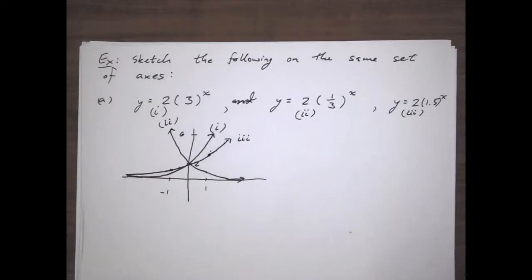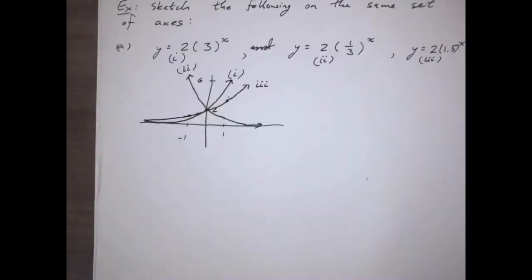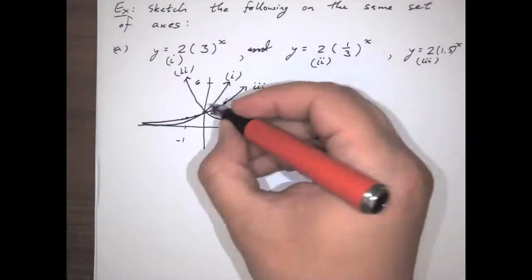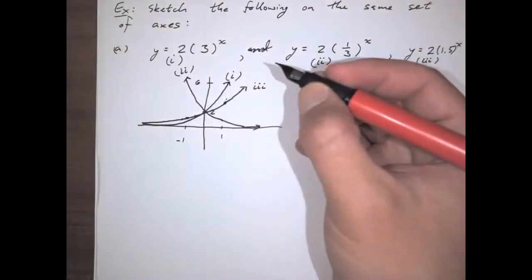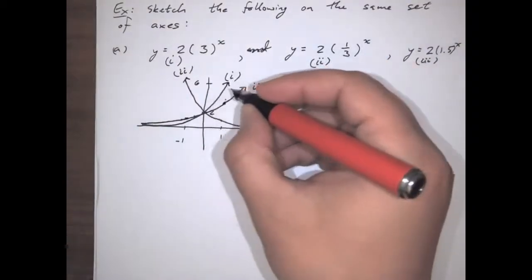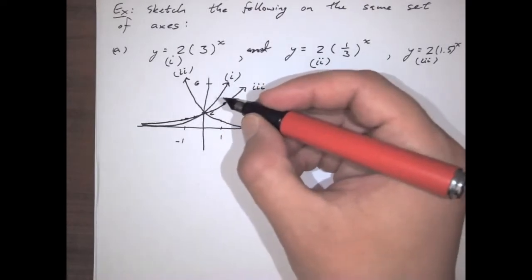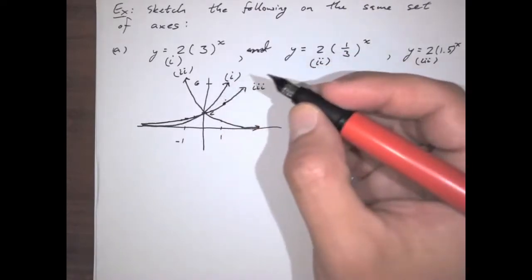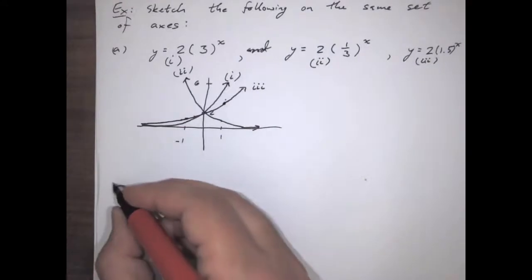So that's what the effect of these sorts of things will be. They all pass through the same point of 2, but the difference is what they do on the left and the right of it depends on the b. So that's the first case.